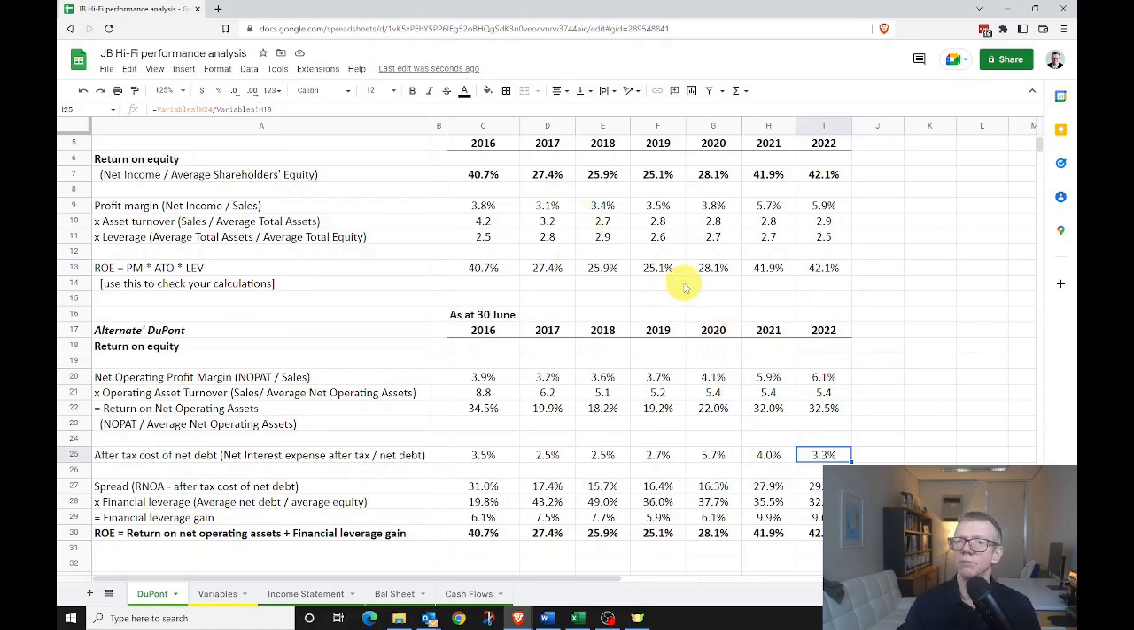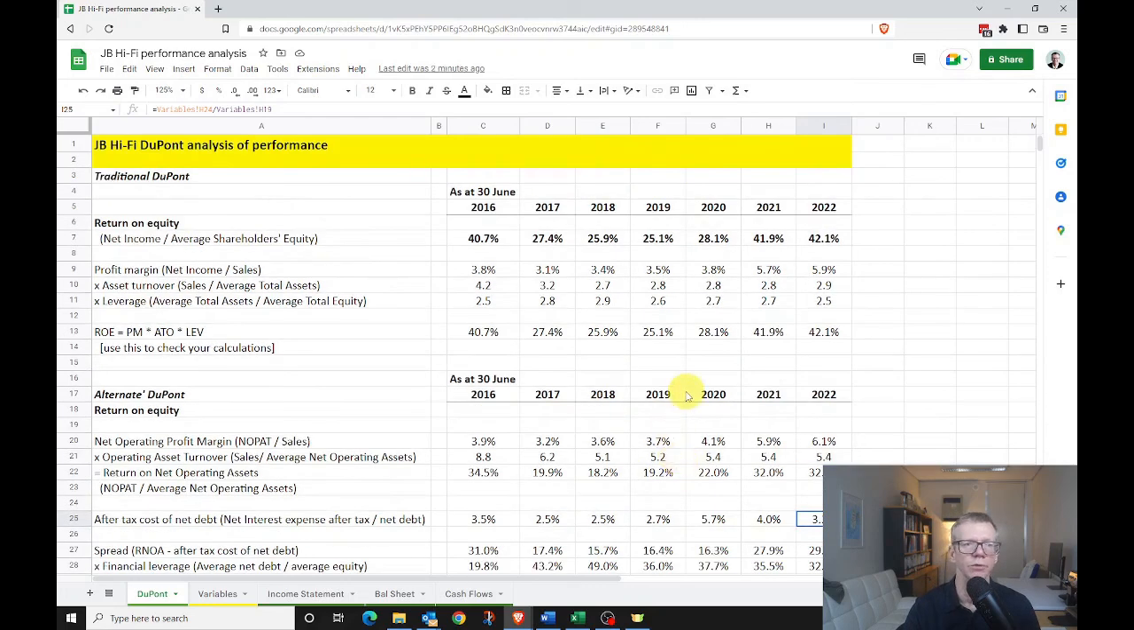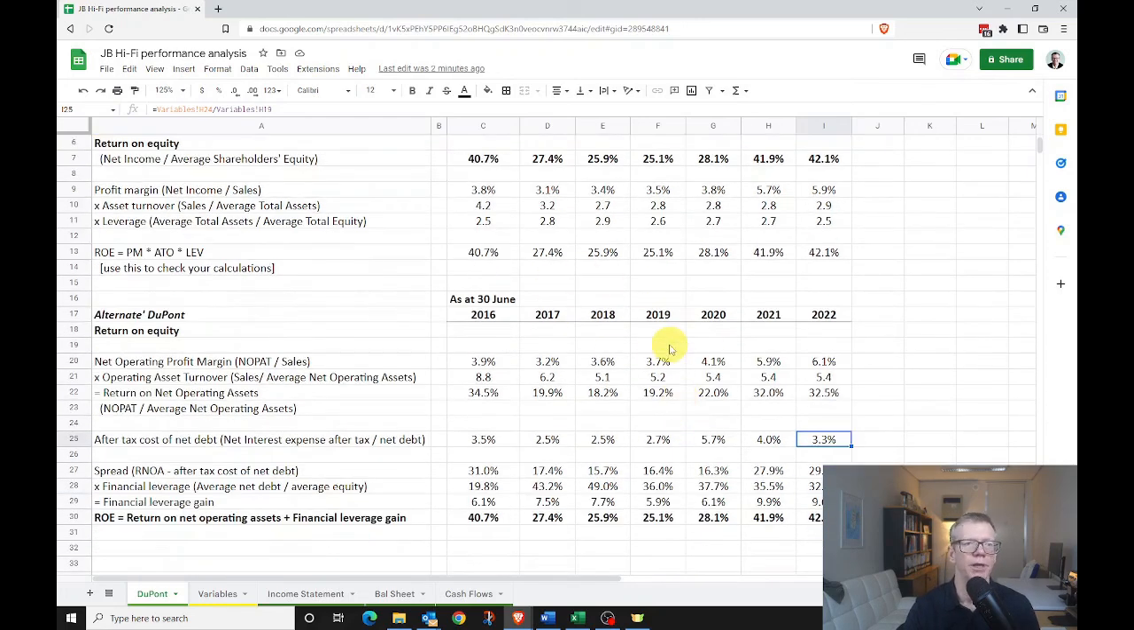Again, what will we do with this? Well, for those that don't like just looking at a spreadsheet full of numbers, you probably want to create a chart out of that, and so you can more easily visualize what's happened to financial performance over time.